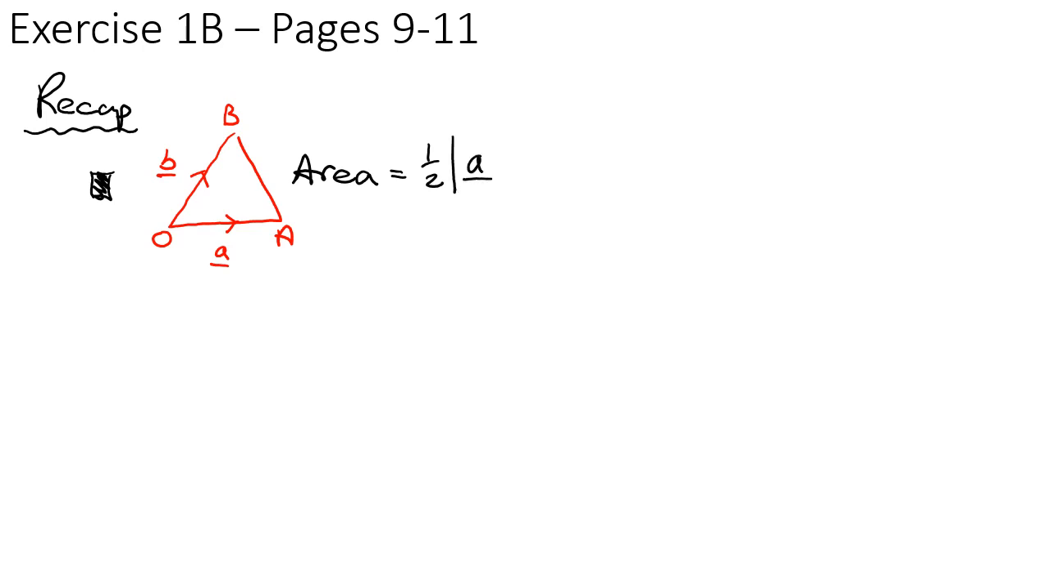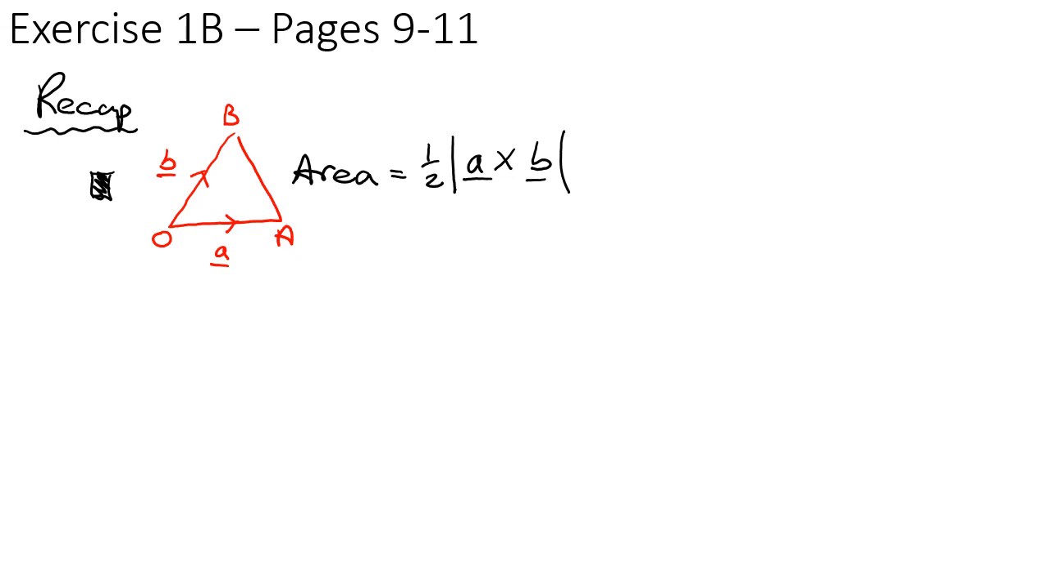So just as a recap, if we have a triangle like this, where one of the vertices is the origin and where the sides of the triangle are those vectors A and B, then the area of this is going to be half A cross B.